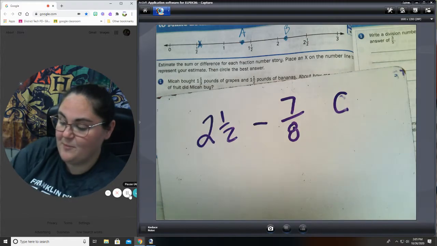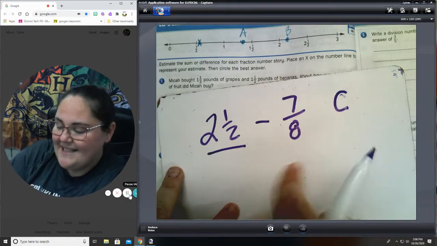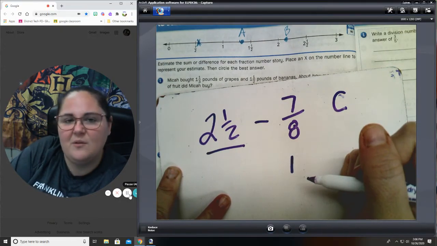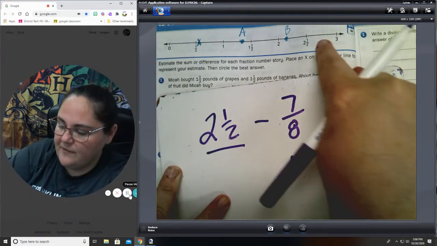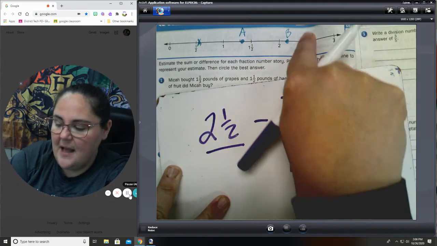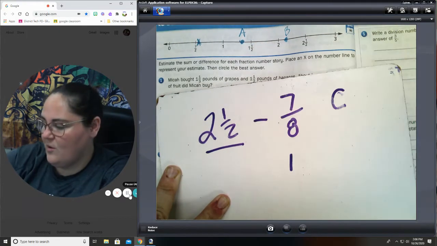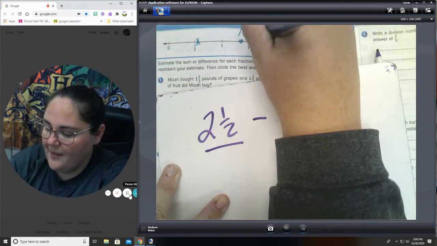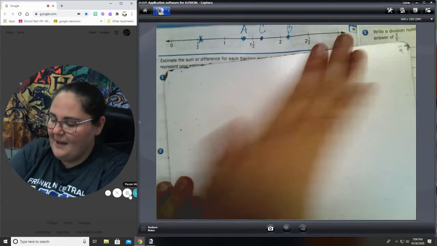All right, using benchmarks. I know that 2.5 is a really easy benchmark because it's right here. 7/8 is close to 1. It's a little smaller than 1, so I'm not going to take a whole away, but it's really close. So if I start at 2.5, I'm going to go back a whole, and then I said it's a little bit smaller than a whole. So I'm actually going to put it right here. About there is where I would put my C. That's how you would do that one.